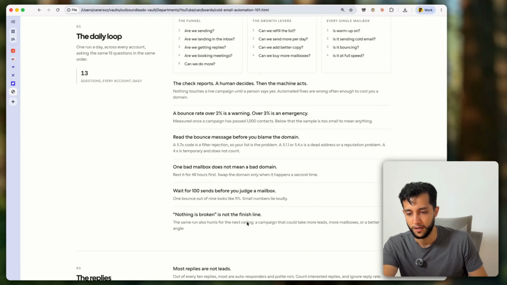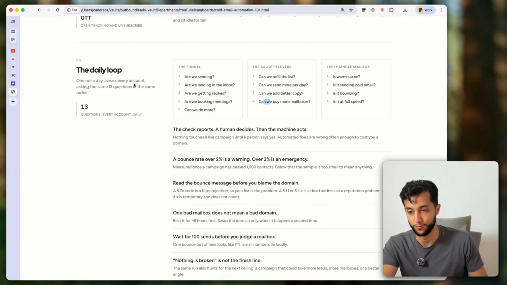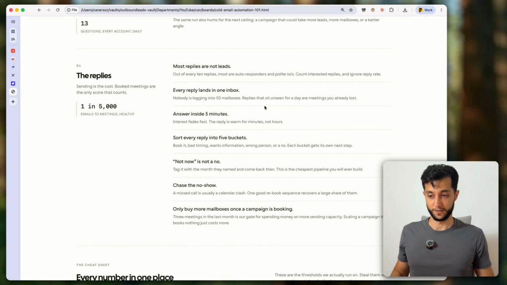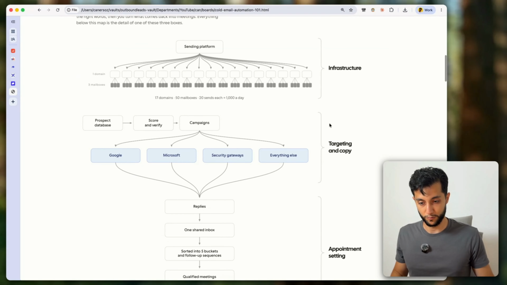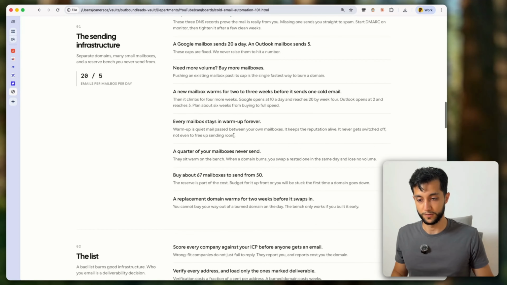Yeah, this is how I do it. Don't really need to cover these because I essentially covered all of that and more with what I just said. This is super cool. I really like this. Yes. And then replies. So this is for appointment setting. We're going through the entire thing, right? So we had targeting and copy. Now we have replies, appointment setting, etc.